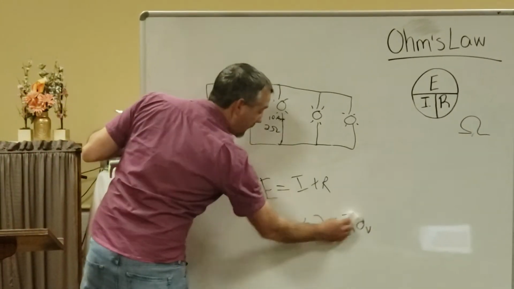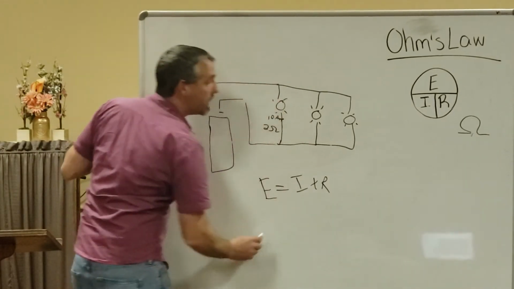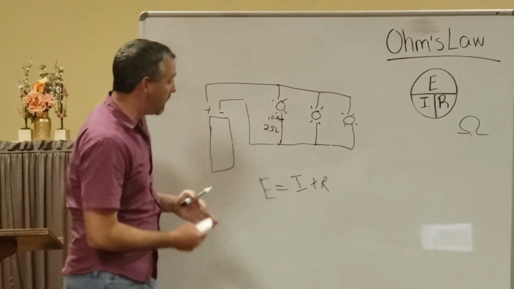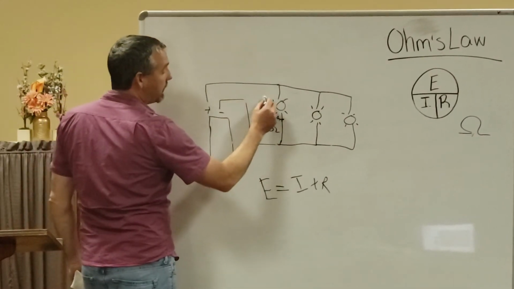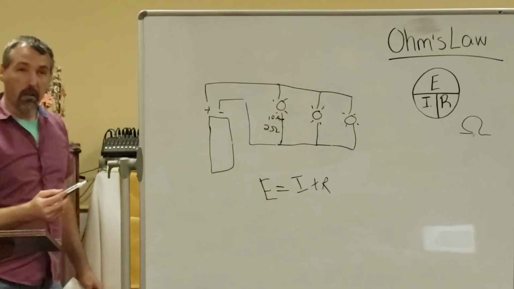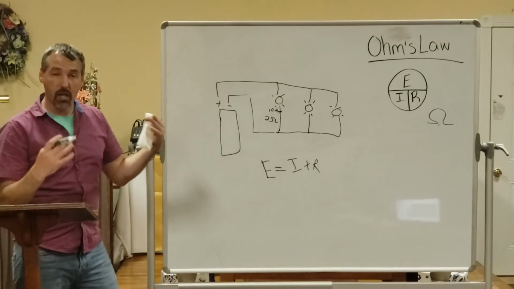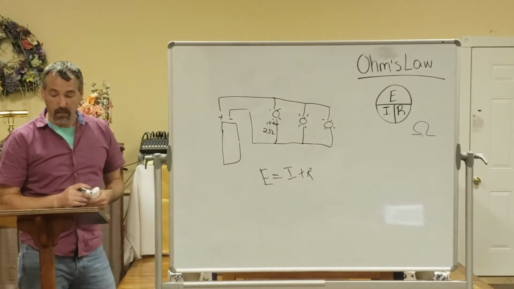All right? And we use the formula E equals I times R in order to find voltage. Now, if this one's 20, then all the rest of it would be 20 also, because voltage does not change in a parallel circuit.